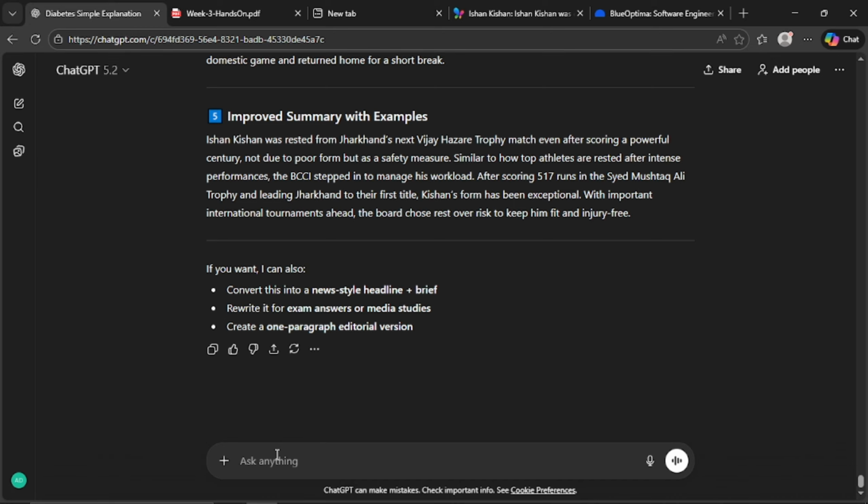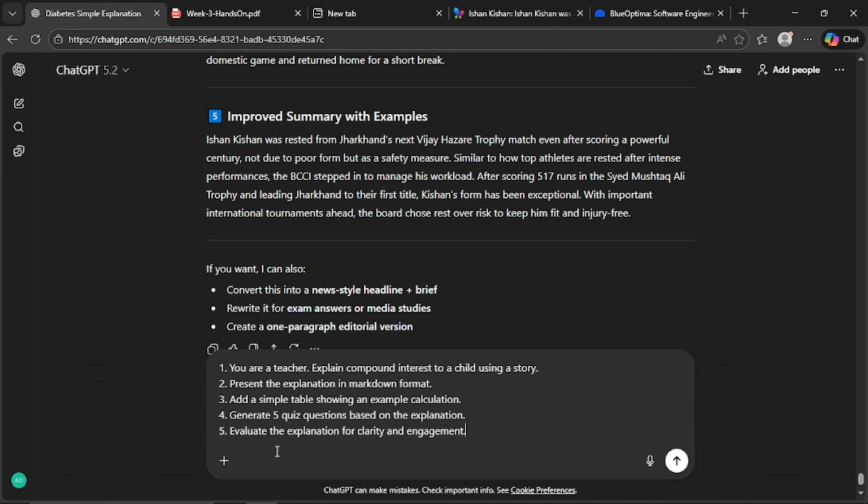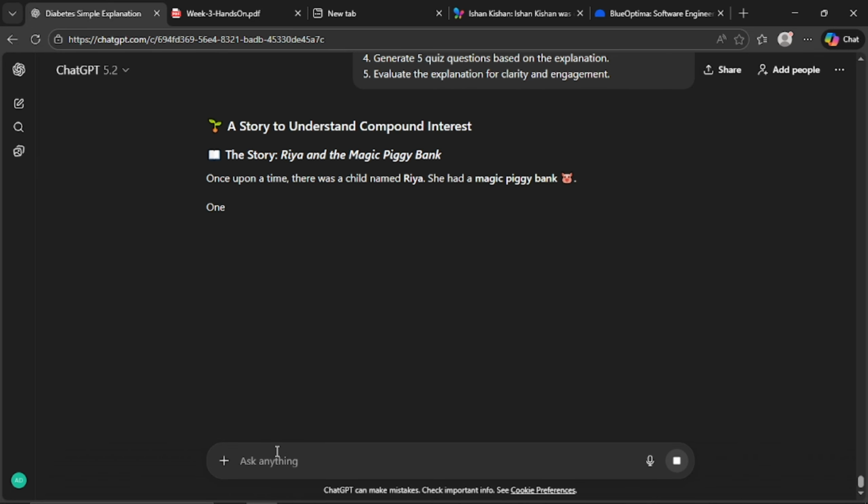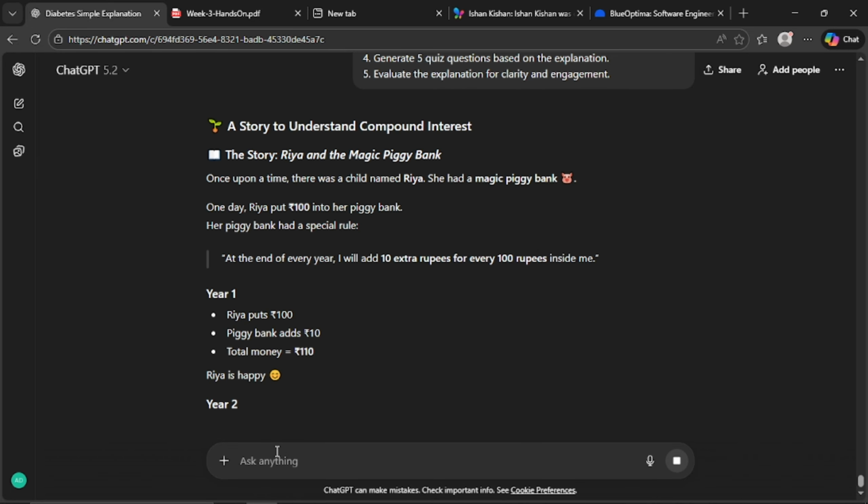Sorry. So I'm giving all the prompts together to make sure the time is not consumed much for each prompt. ChatGPT creates a story to understand compound interest. The story: Ria and the Magic Piggy Bank.